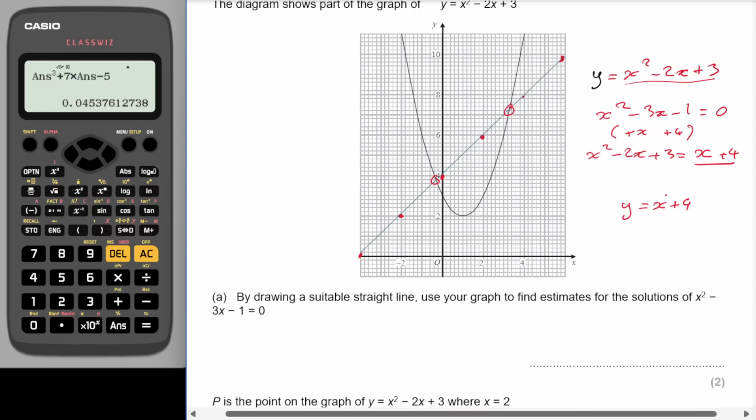And we only really want the x coordinates, so x is equal to, those are going down in 0.2, so minus 0.4, and x is equal to 3.4.